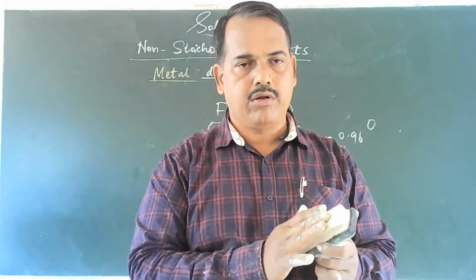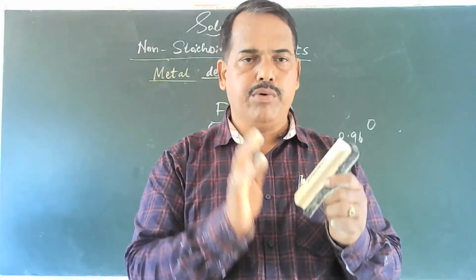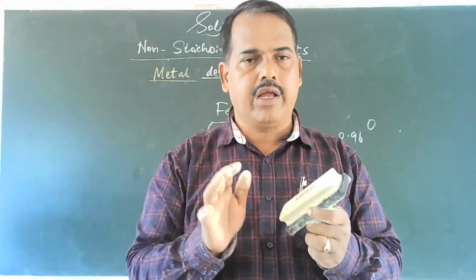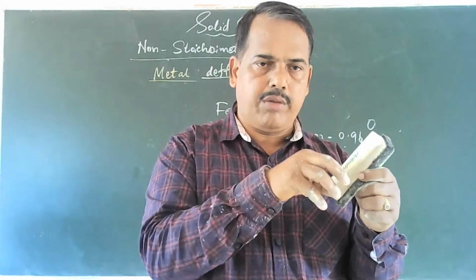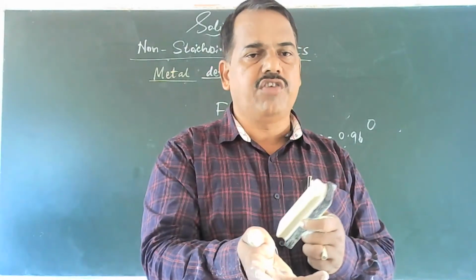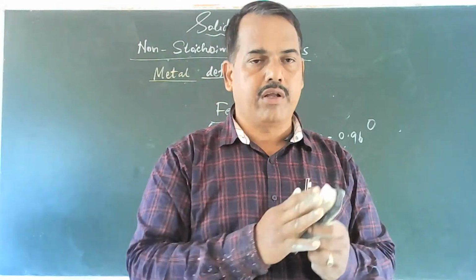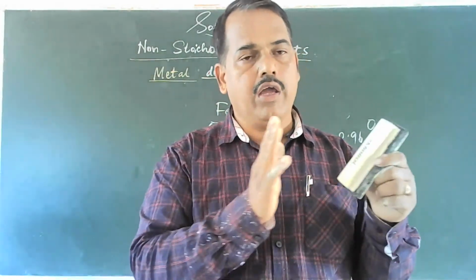Again, impurity defect. During the crystallization of sodium chloride, if impurities like strontium chloride are present, at that time certain sodium ions are replaced by strontium ions. That particular defect is called impurity defect. The example is NaCl and strontium chloride.